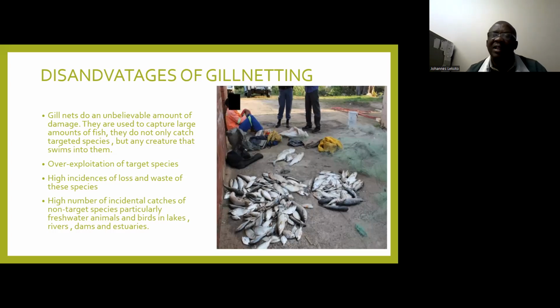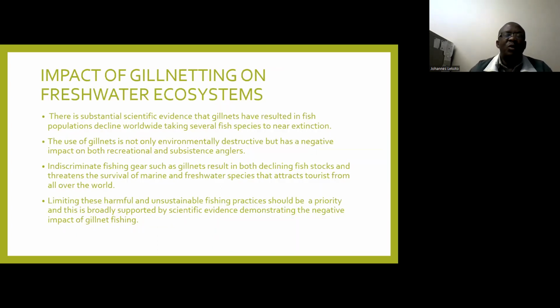There's a picture there indicating large quantities of fish that have been caught, also of different species. And there are some nets on the side there that indicate that all the fish that are lying there were caught by the nets. And the suspect or the culprit is also in the picture there as well, who caught the fish. I'll move to another slide.